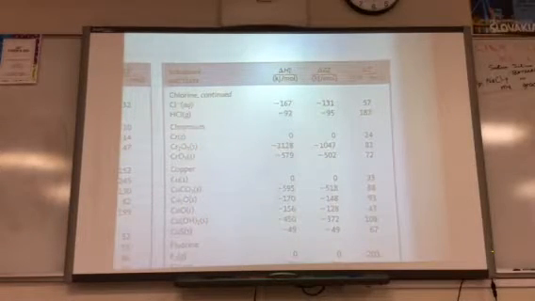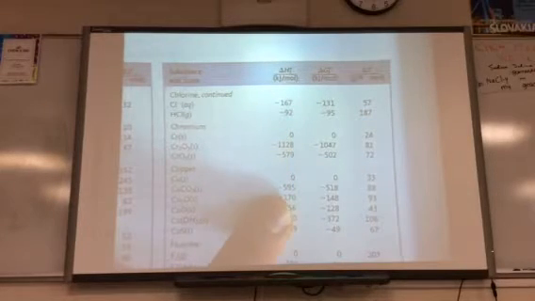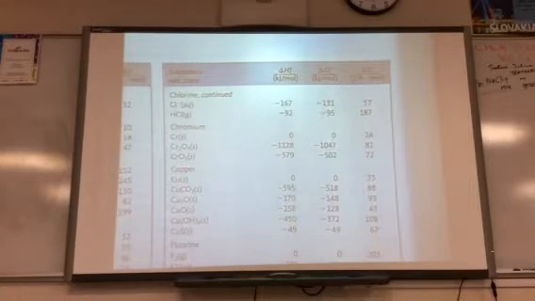Some things have a positive heat of formation. You do see some zeros in there. You may remember the zeros. Zeros represent the actual elements because they're not made from their element. They are the element. So they don't have a heat of formation. They're 0. Sometimes you have a positive number.